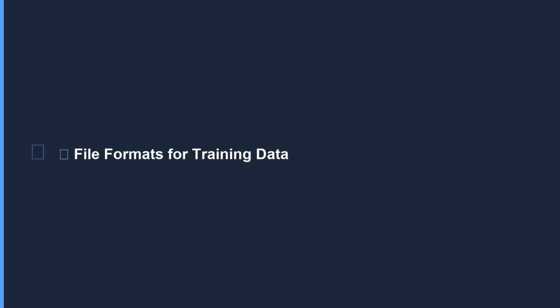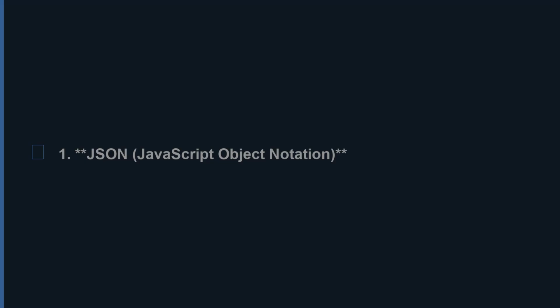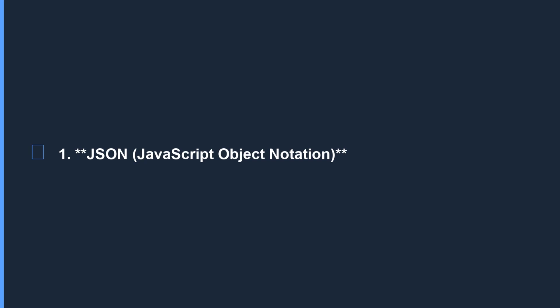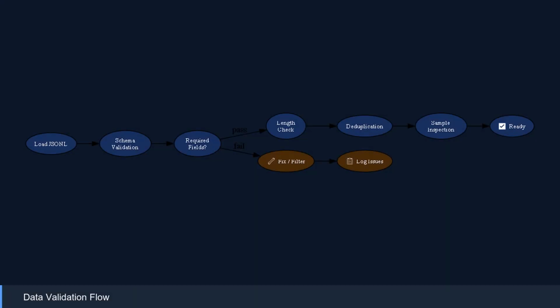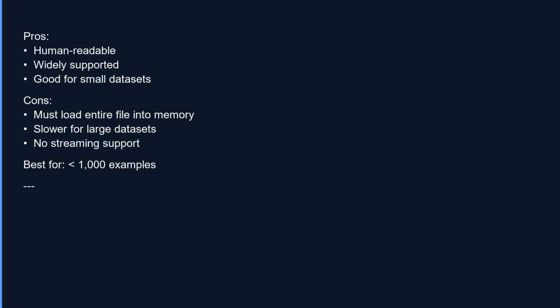Let's now look at file formats for training data. Here we can see the format selection tree. Let's now look at 1, JSON, JavaScript Object Notation. So, here we can see the data validation flow. Here's the JSON code for this section. Pros: human readable, widely supported, good for small datasets. Cons: must load entire file into memory, slower for large datasets, no streaming support. Best for under 1,000 examples.